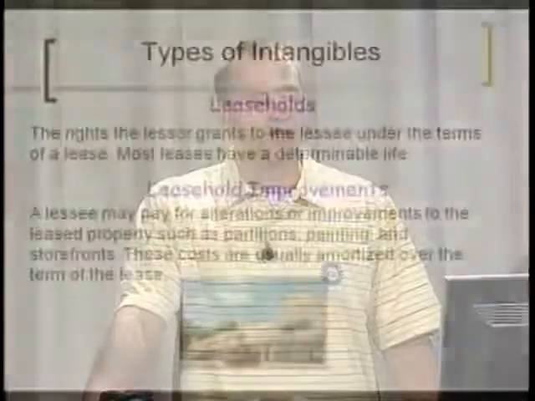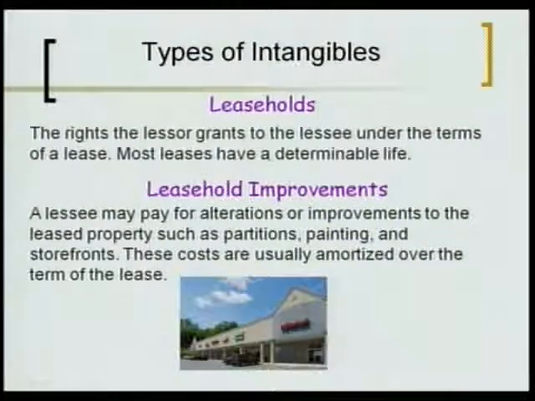What about a leasehold or a leasehold improvement? A leasehold is like, let's say you have a lease on a strip mall because you're going to have a pizza shop in there or something like that, a pizza restaurant. Okay? Well, a leasehold is the right the lessor grants to you under the terms of the lease. And there's usually a determinable life, like 3 years or 4 years or whatever the lease is. Okay? When I had a business, we had an office lease. I think we signed a 3-year lease.